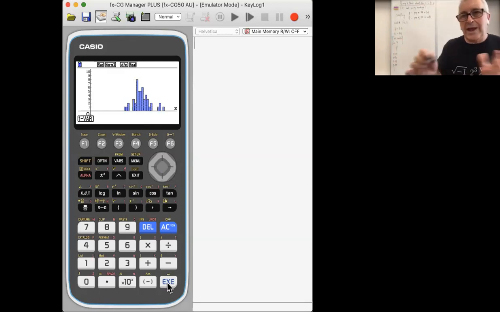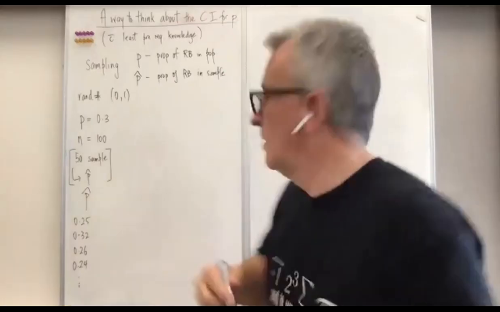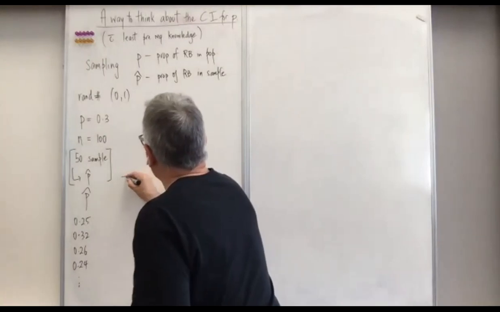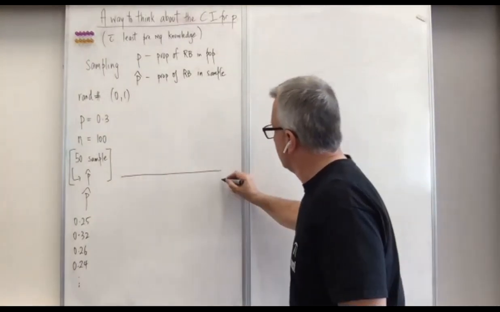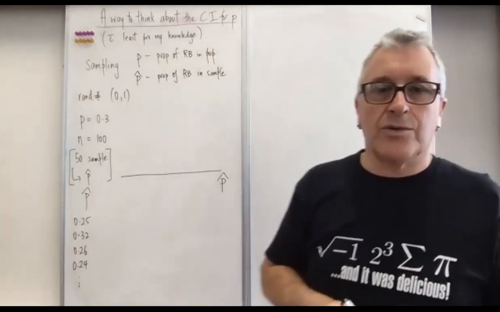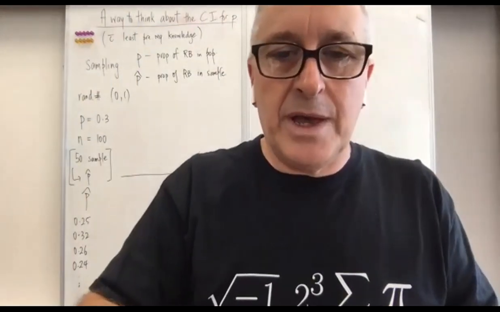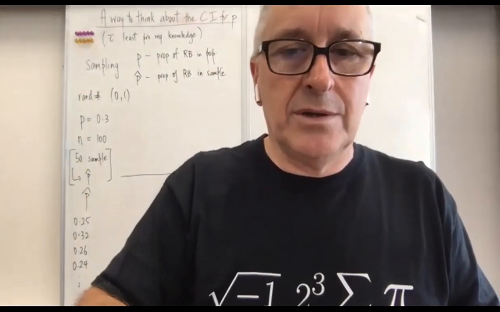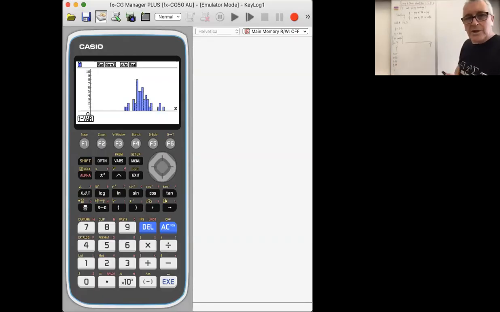So on that x-axis, let me just stop sharing for a minute. So on our x-axis here, we've in fact got the quantity p hat, or the sample proportion. And if I go back to my machine, here we go, you can see what that looks like.